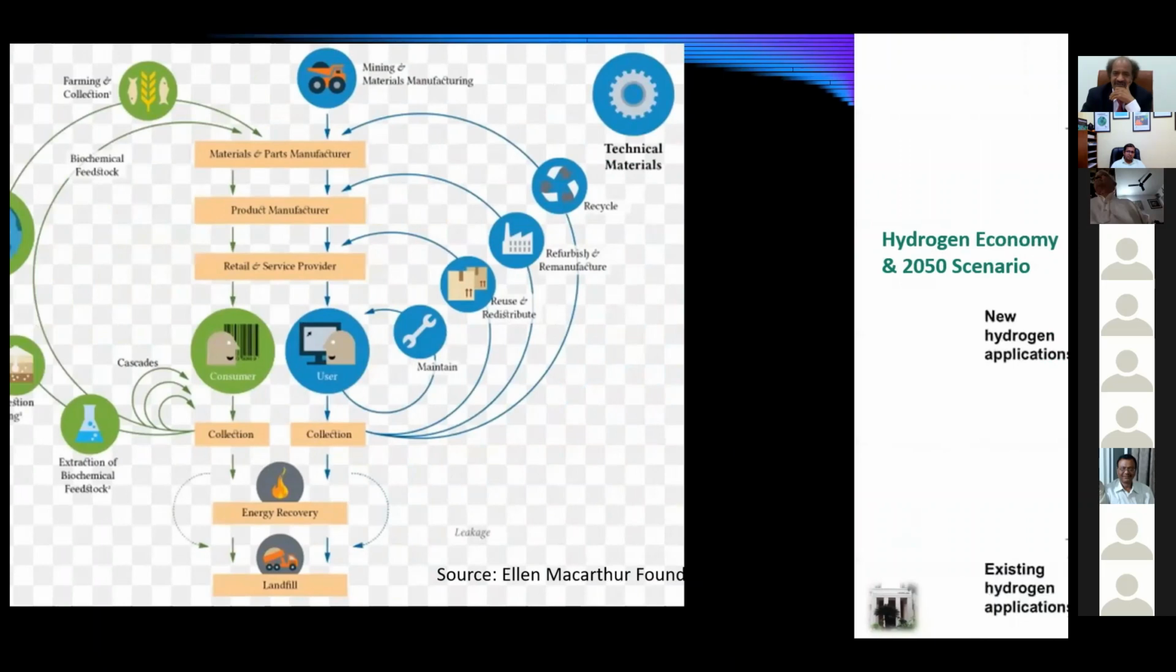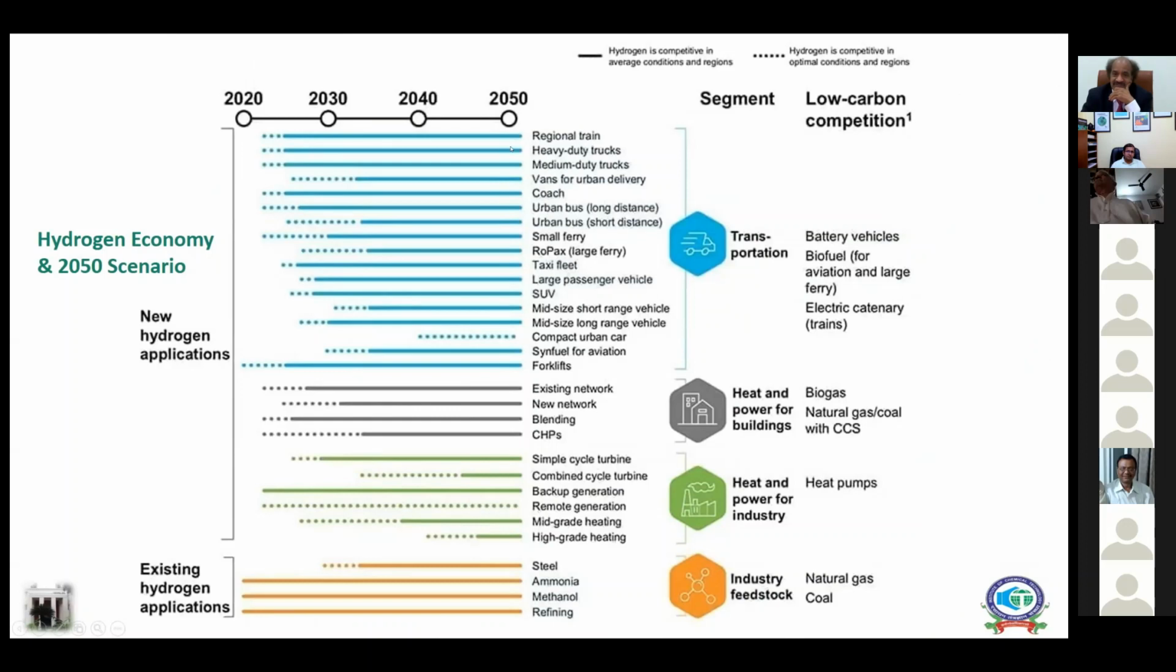And so ultimately we see that in the hydrogen economy in 2050, you will have regional trains, heavy duty trucks, medium trucks, vans, coaches, urban buses, small ferries, etc. New hydrogen applications will come out. There are existing applications. There will be a network of hydrogen distribution. Then you have certain simple cycle turbines and whatnot, and steel, ammonia, methane, everything will be there. So for the hydrogen economy to be a reality, by 2050, 24 to 25% of that will come from hydrogen. So hydrogen is going to be the savior of the world.